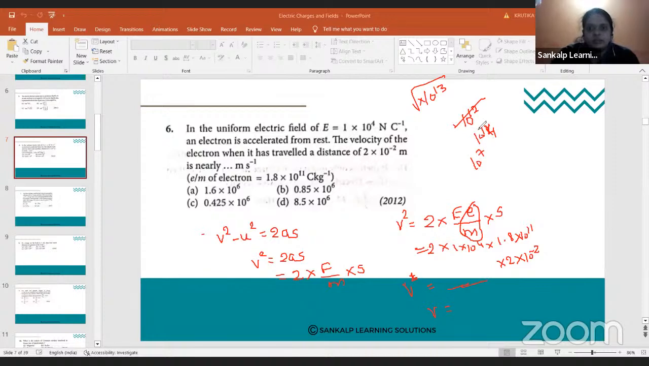Okay, so some students will not be knowing this, so for them I am just telling this one. So go with the solution with this formula, you will get option D. So we will go for the next question.